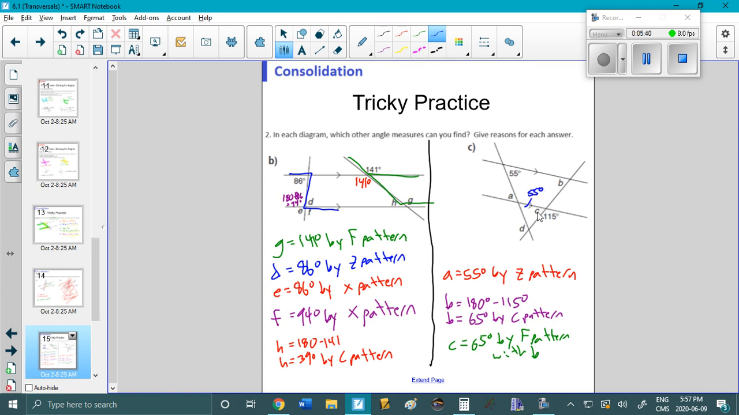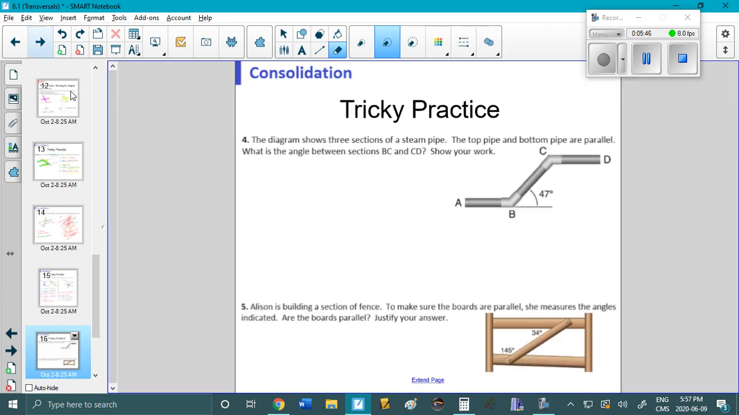Angle C, you know what? Never mind. That's too much. We don't have to do that. If you were able to do this, you're good to go.